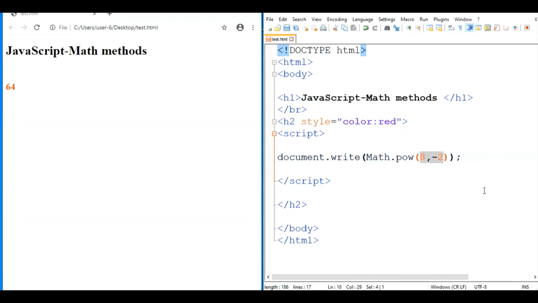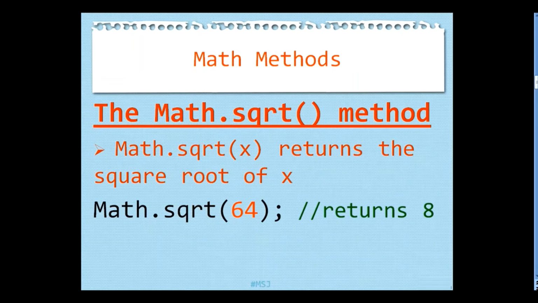Meaning is 1 by 8 square, which is 1 by 64. Now what is the value of 1 by 64? This is the value of 8 to the power of minus 2. So in this way we can get the power of any number. Let's look at some other method.